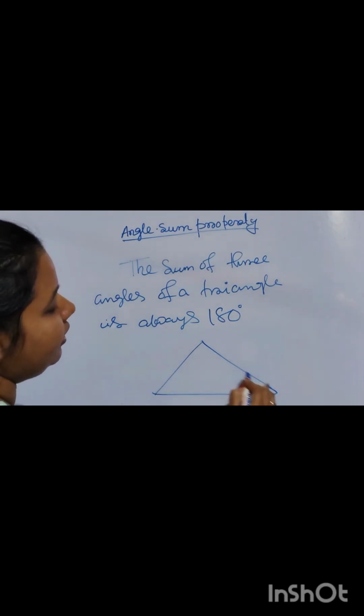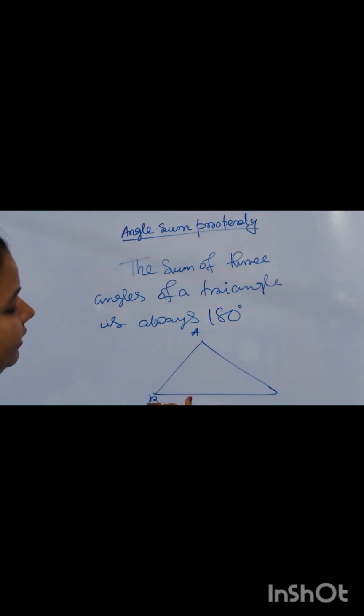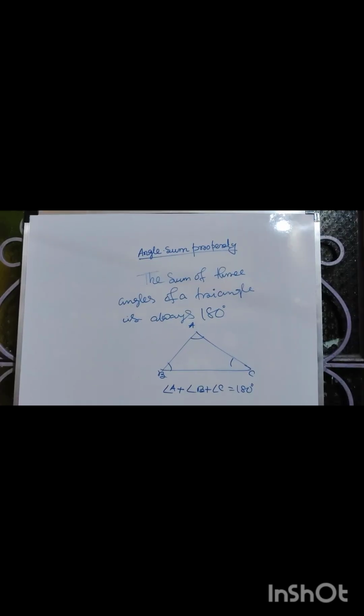Let me discuss it with an example. Suppose this is a triangle A, B, C. These are three angles, angle A, angle B, angle C. So if you take this example, then angle A plus angle B plus angle C equals 180 degree. That is the theorem.